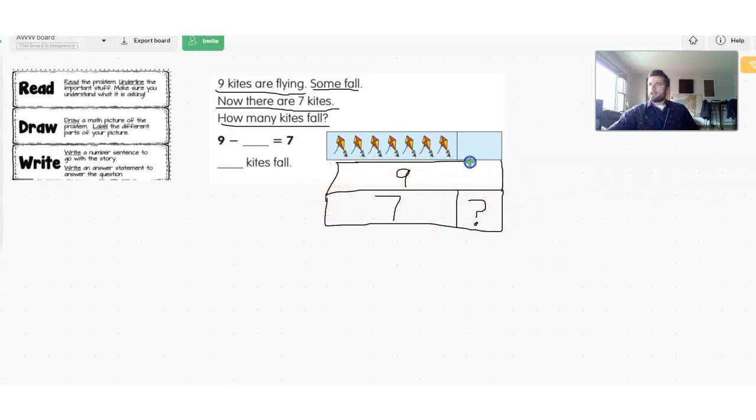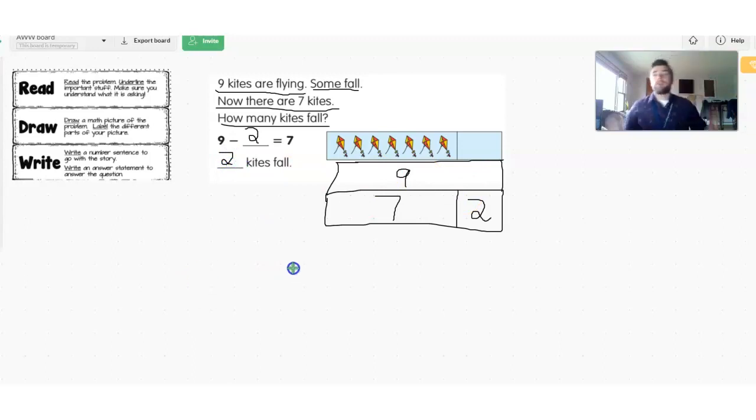And that's right. There are 2 that must have fallen if there were 9 up in the air and now there are only 7. That means we must have lost 2. And if we check our answer with our number sentence, 9 minus 2 does equal 7. And then we label our answer by saying that 2 kites fall.